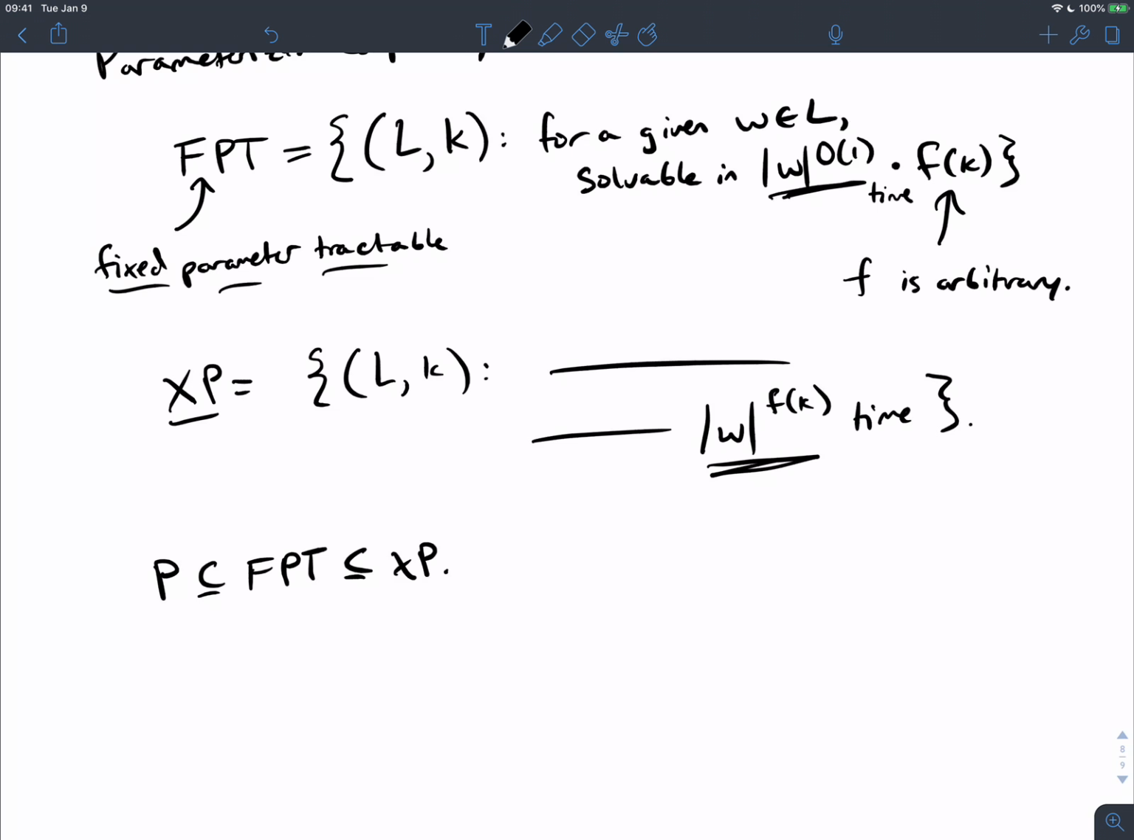Okay, and there's a whole lot more you can do here. You can talk about what are called hierarchies between FPT and XP, which people try to do to separate FPT and XP, but no one knows, again, whether or not they're different. So it's kind of like an analog of P and NP in some sense here.